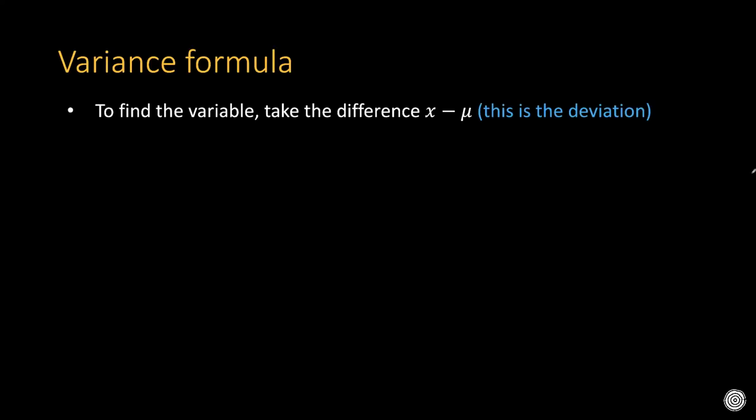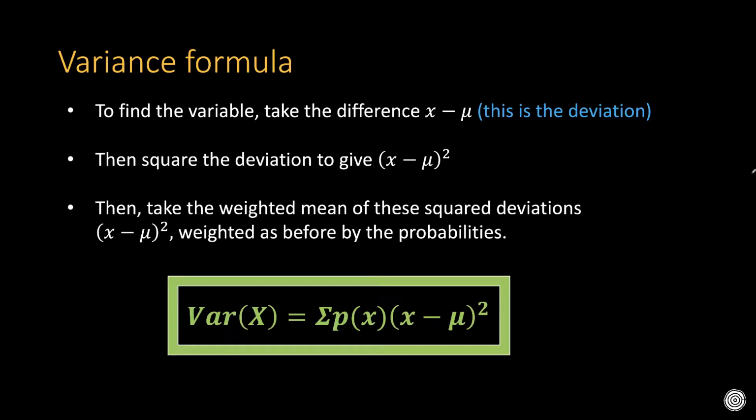In order to find the variance, I'll first need to start by taking the difference of each value from the mean. We call this difference the deviation. I then square the deviation, simply to make it positive, and it's easier for us to use. Then, as we did with the expected value, I take the weighted mean of this squared deviation, and I'm left with the variance of x equal to the sum of, using the sigma notation again, the probability times x minus mu, all squared, because I'm finding the weighted mean of this squared deviation.